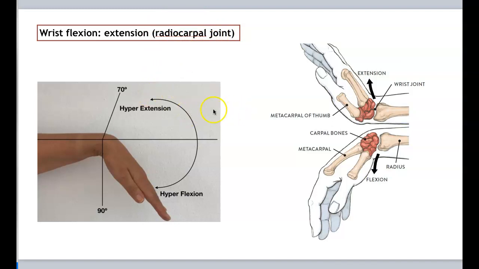So, if you are in the anatomical position, go ahead and put your wrists in the anatomical position and bend them forward. That is flexion. If you bring your wrists up in front of you and look at them, it will look like this. This is flexion. In the anatomical position, it would be straight. This is flexion.